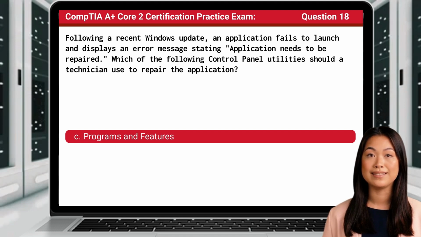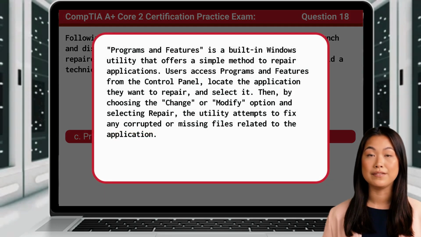The answer is C. Programs and Features. Programs and Features is a built-in Windows utility that offers a simple method to repair applications. Users access Programs and Features from the control panel, locate the application they want to repair, and select it. Then, by choosing the Change or Modify option and selecting Repair, the utility attempts to fix any corrupted or missing files related to the application.